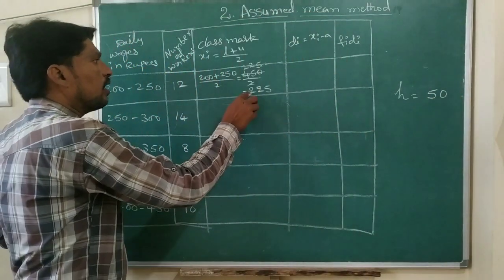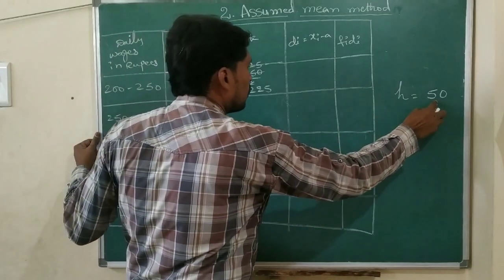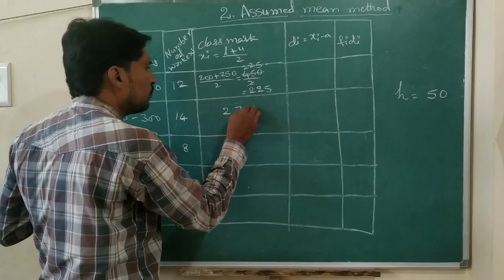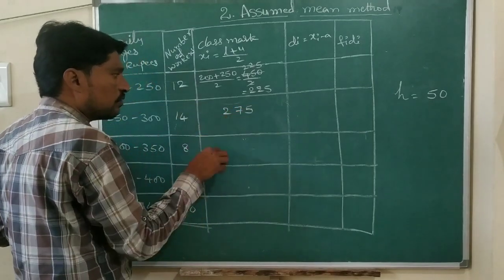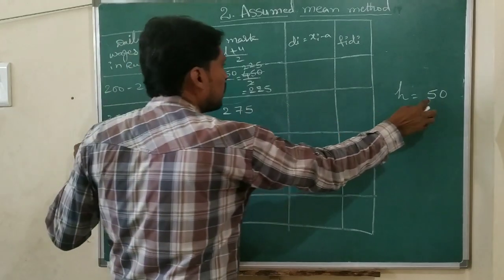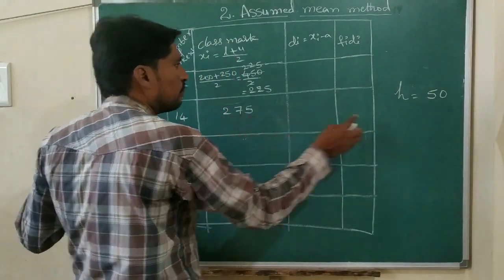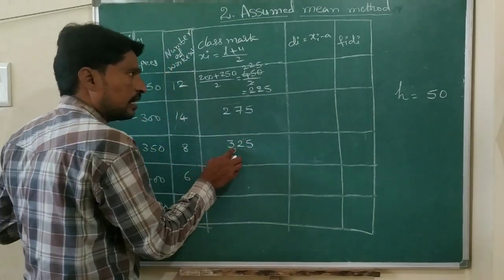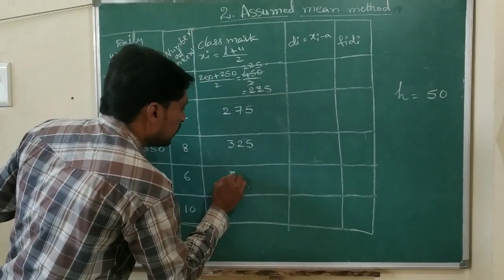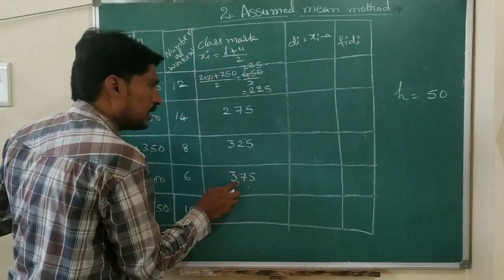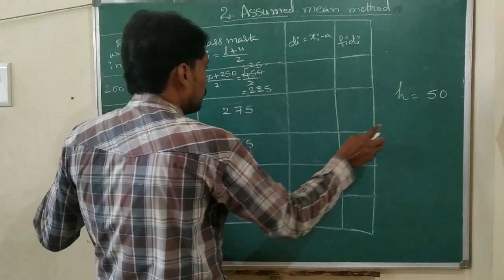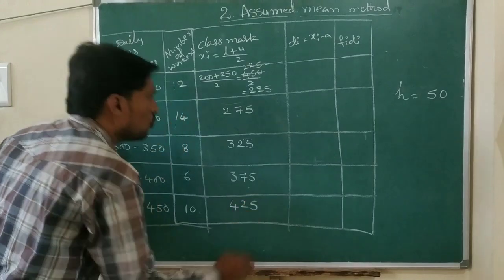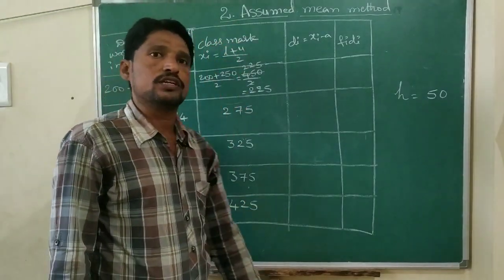Now to the first class mark you can add the height of the class. 225 plus 50 is 275. For the next class mark, add the height again: 275 plus 50 is 325. 325 plus 50 is 375. 375 plus 50 is 425. So we got all the class marks.